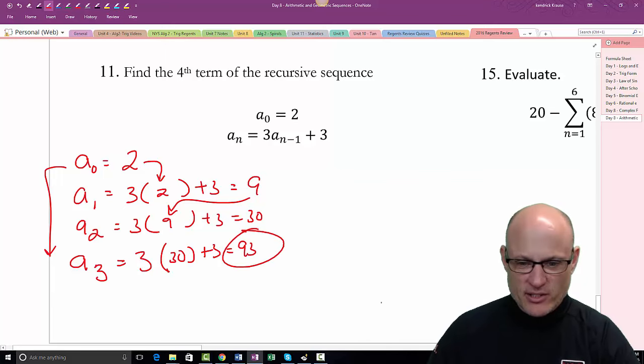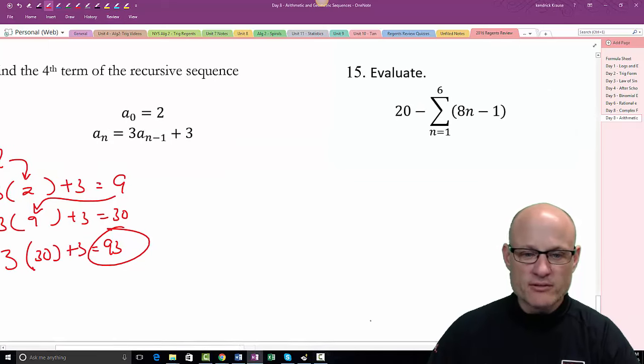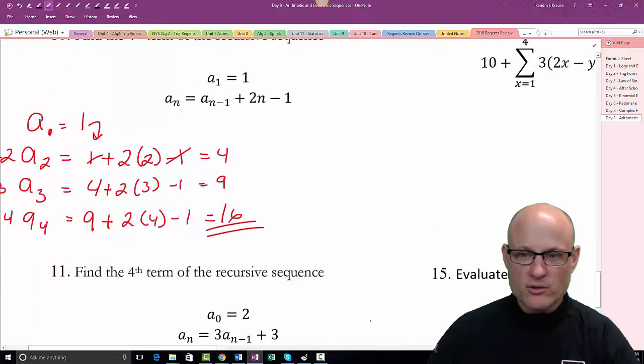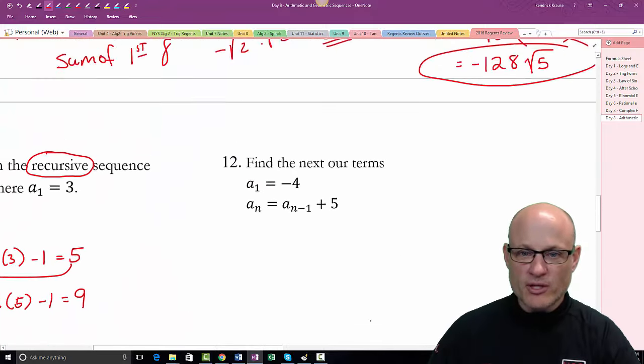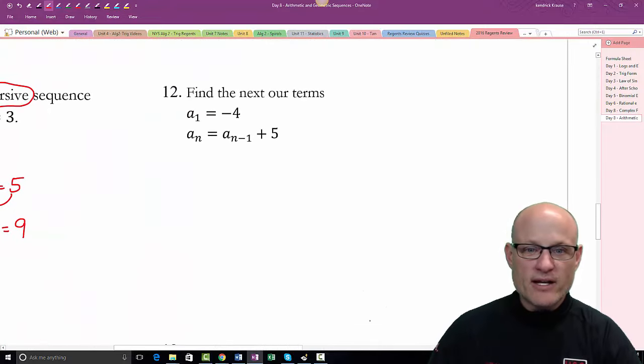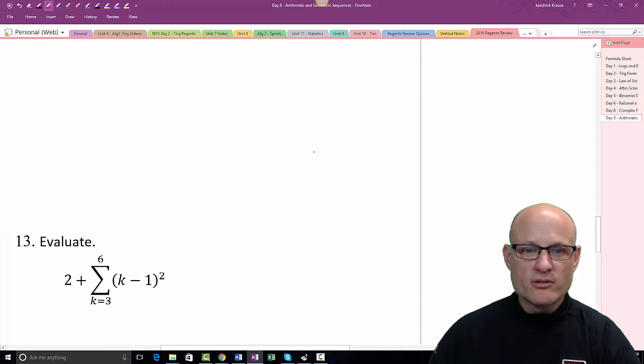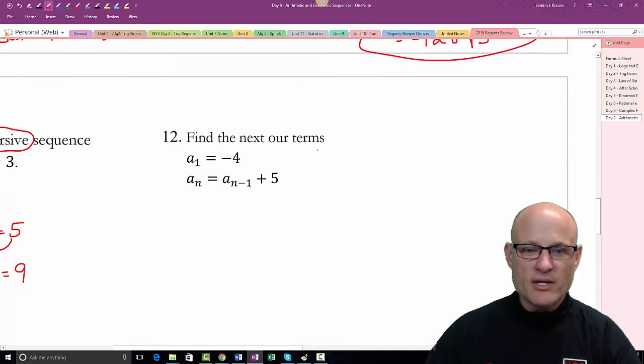We're almost done, kids. Let's see how much time I've got left. Oh, I've got time. What number is that, 11? Any more? No more. Got a couple more. Oh, we're just going to do some. Oh, we've got one more recursion and then find the next.